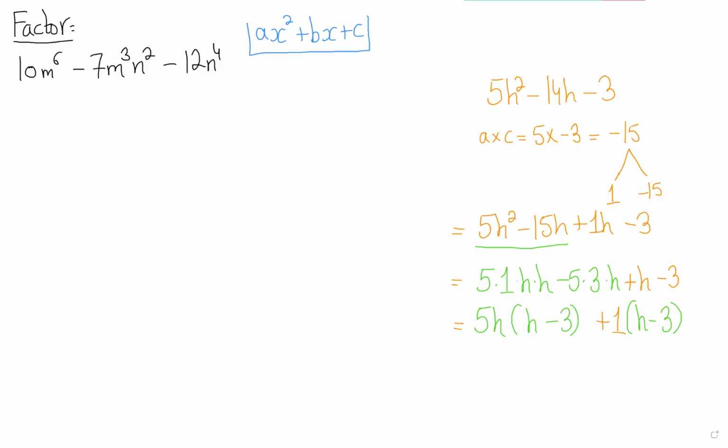That's it. Now we can write this more compactly, and our factorization will then be done. More compactly, you can combine the 5h with the plus 1 here, and that's going to give me 5h plus 1. And then in my second bracket, I'm going to have h minus 3. And this is my factorization done for this question here.